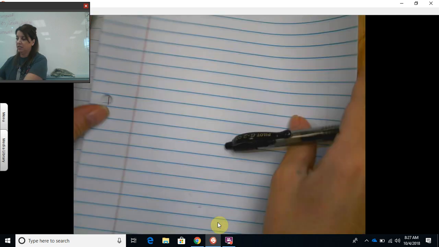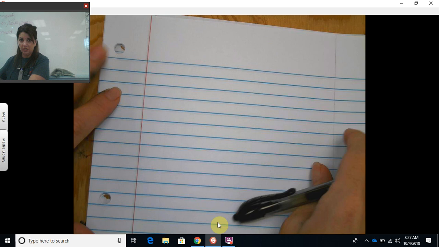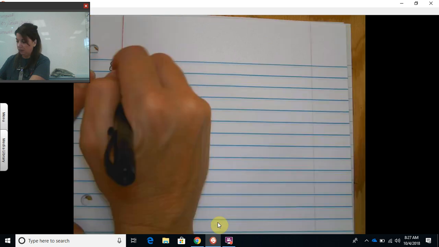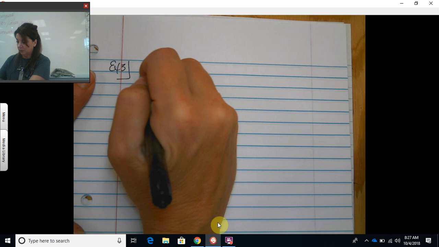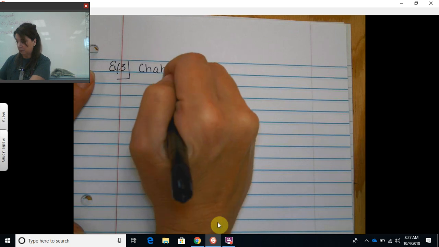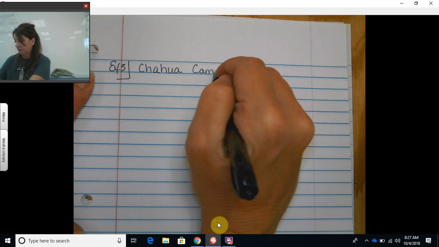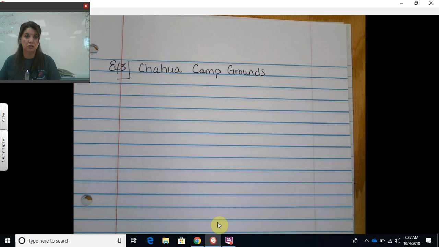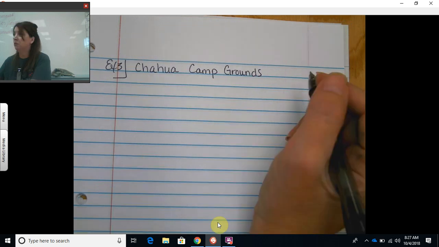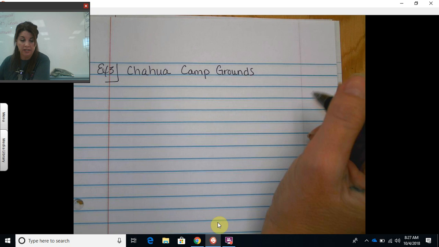Example 3. I have more graph paper up here if you need it. Now, I don't know how to say the name of this campground, so I'm going to try my best. I'll show you how it's spelled. I'm going to go with Chihuahua. Does that sound good? Chihuahua Campground. Anybody heard of it before? Can tell me the actual pronunciation? Okay, then we'll go with Chihuahua.